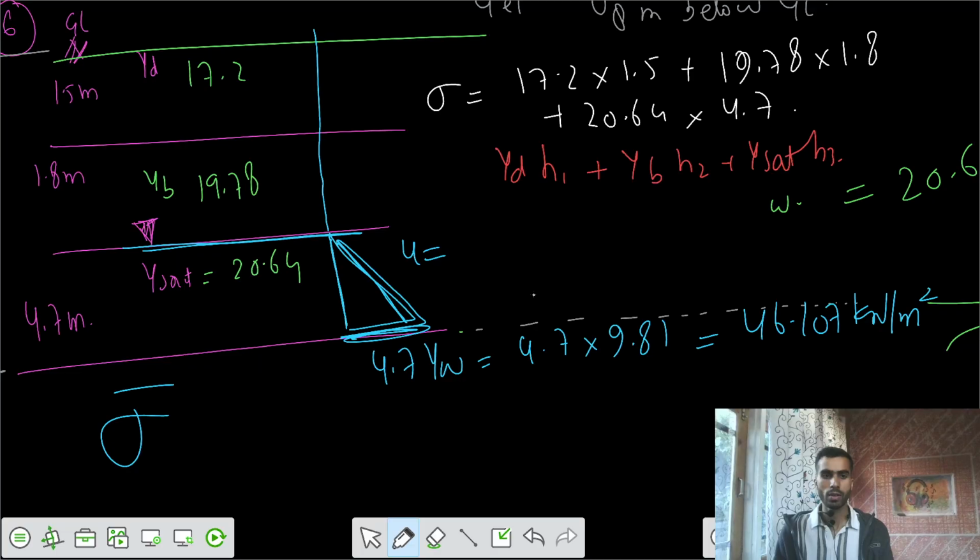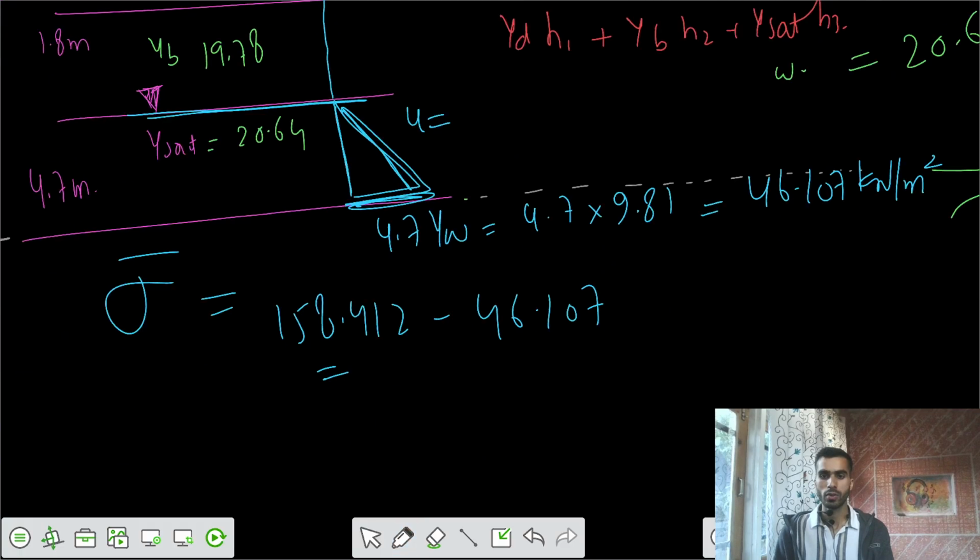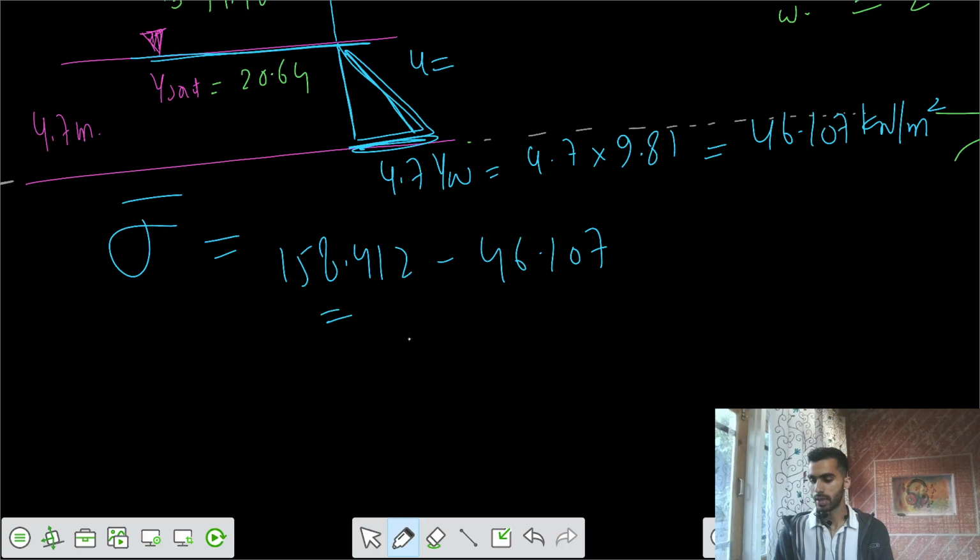And finally, your effective stress at that 8-meter location would be your total stress minus pore water pressure. How much was that total stress? 158.412. So 158.412 minus 46.107. How much is that? That's the answer for the problem: 112.3 kilonewton per meter square.